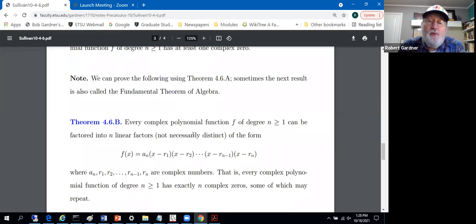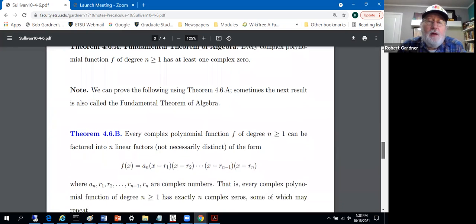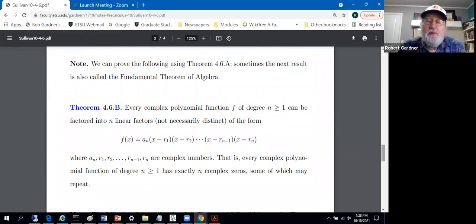This we can prove using Theorem 4.6.a, accepting this version of the fundamental theorem of algebra and using the knowledge we have, mainly the factor theorem, of the behavior of polynomials, we can demonstrate this version. This says every complex polynomial f of degree n greater than or equal to 1 can be factored into n linear factors, not necessarily distinct factors.